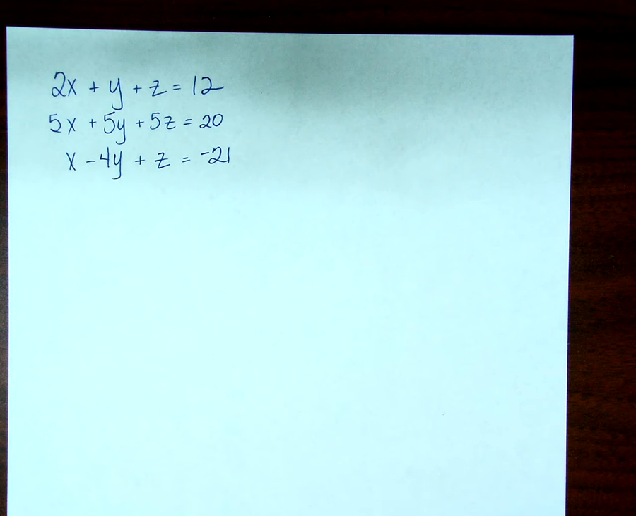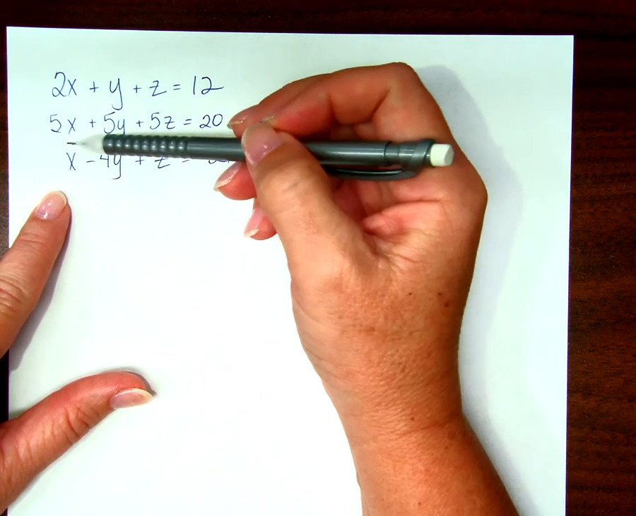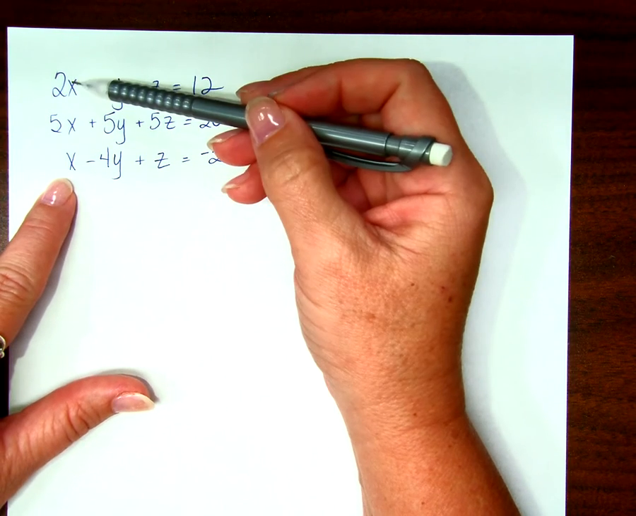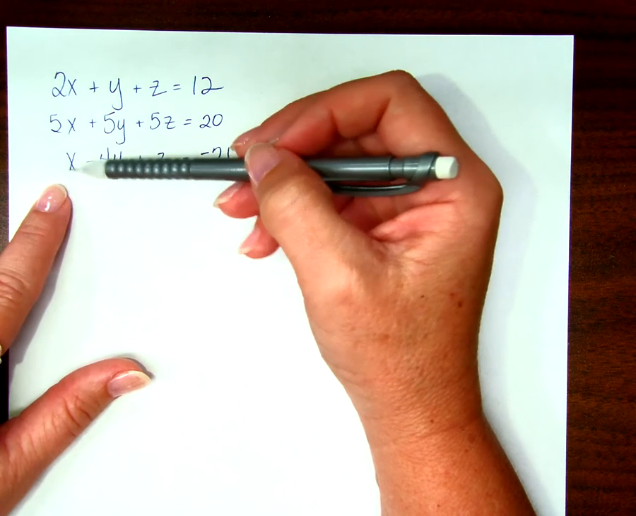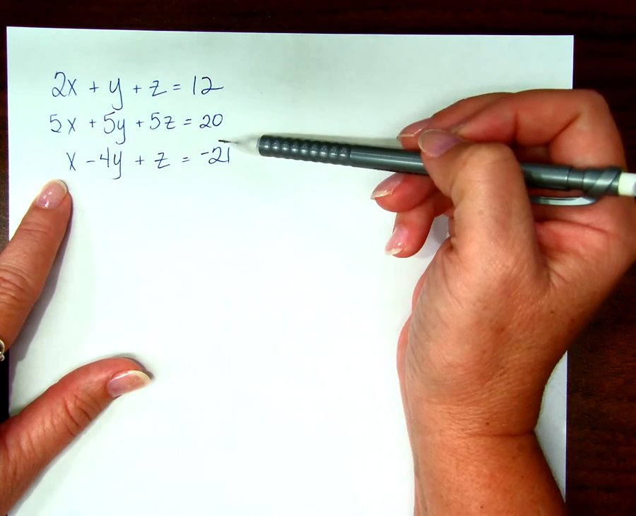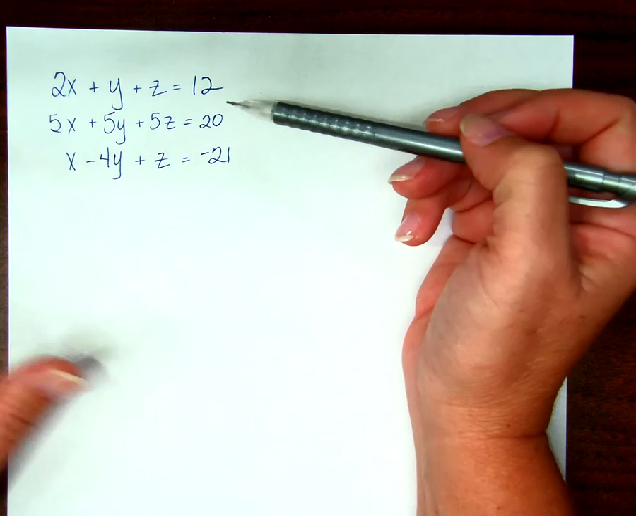Okay? So if I look at the x's, I've got a 2x, a 5x, and an x. Well, that's nice. It's nice when we have an x, because then to eliminate the x's, I would have to multiply this one by -2 and add it to the top one. And then I'd have to multiply it by -5 and add it to the middle one. Does that sound like it would be something hard to do? No, that's probably pretty nice.